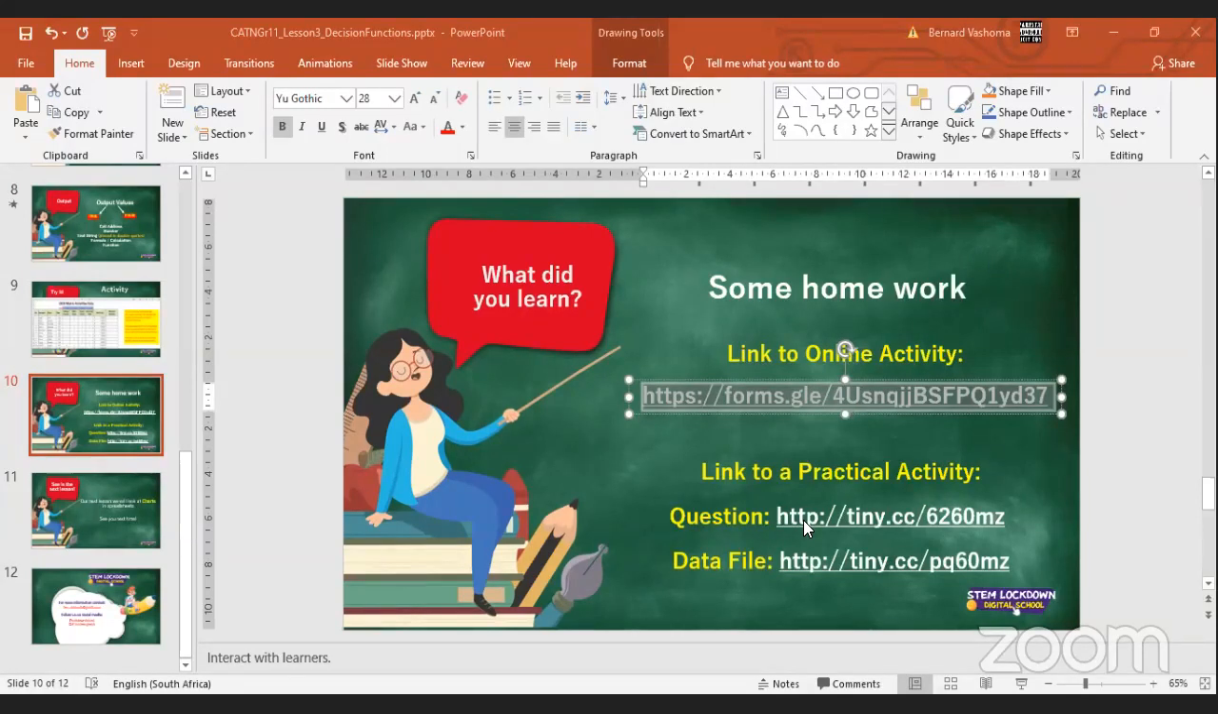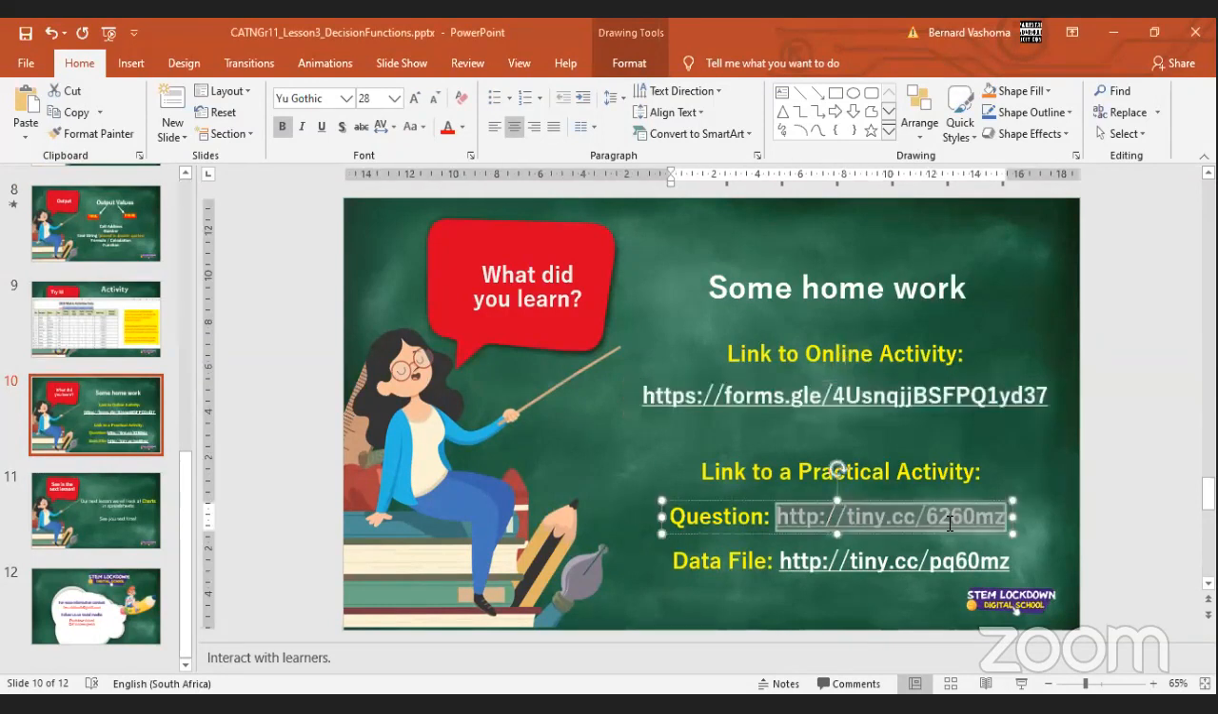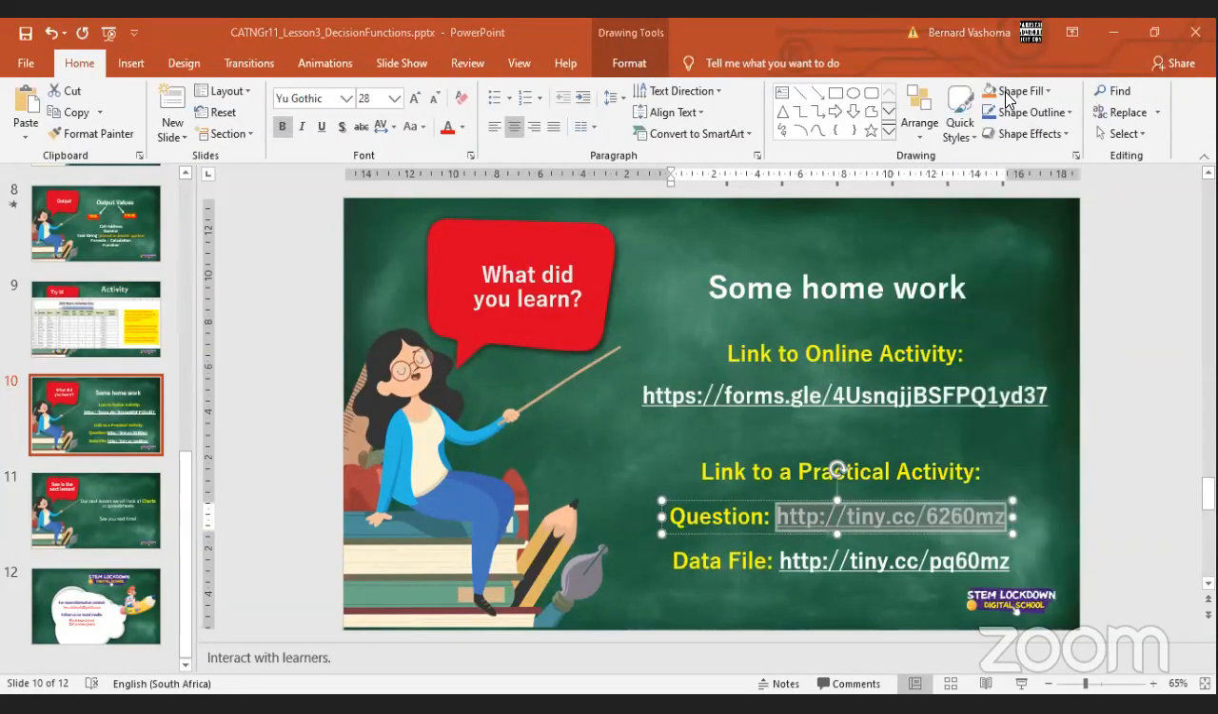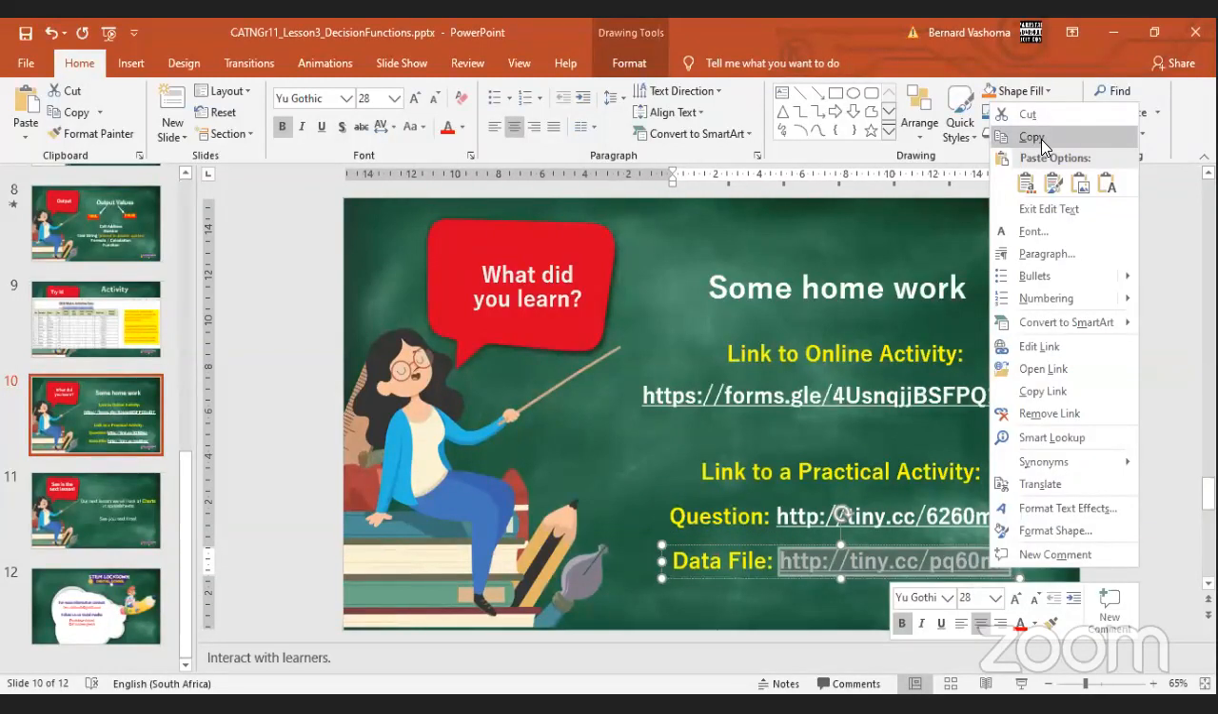Then for the practical activity, this is the question paper. All right, question paper. For those that are having a challenge, you can go to the YouTube channel and search for CAT grade 11. You'll find the lessons that we've done so far. All right, so that's the question paper, and then the data file that you're going to work on. I'm just going to paste it also there. Data file.